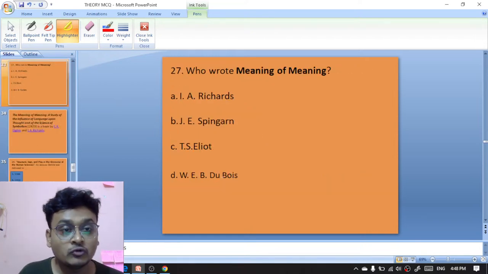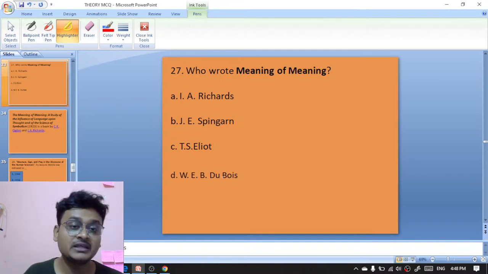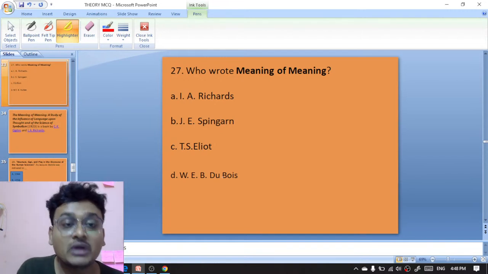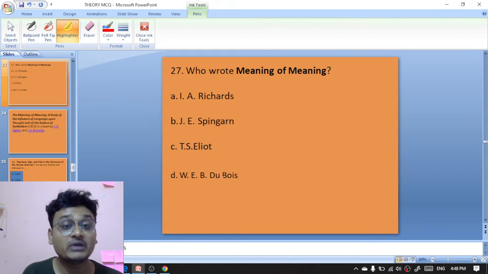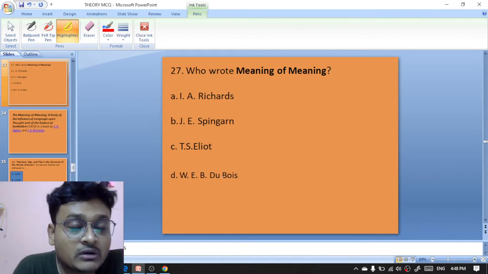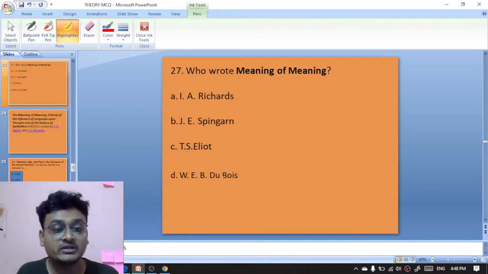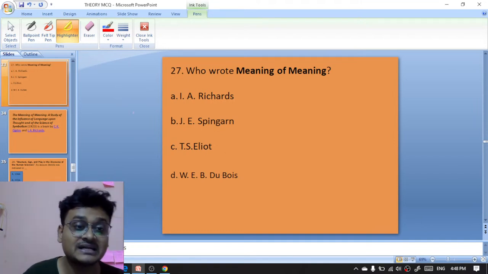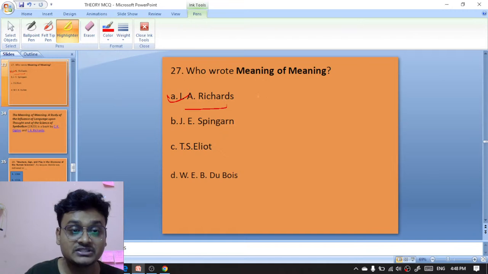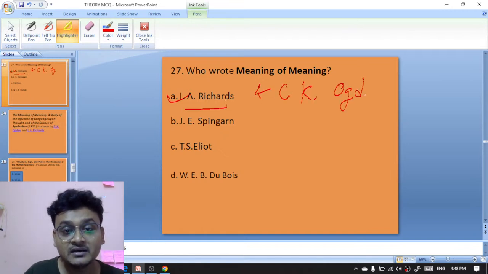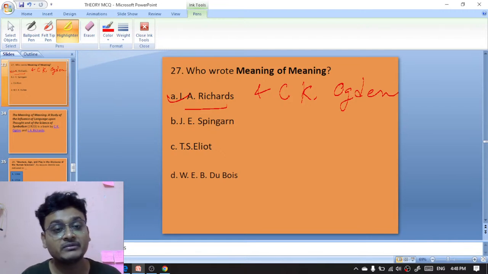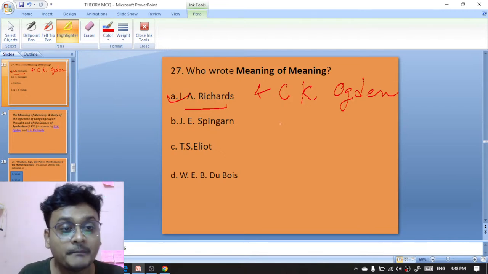Next. Who wrote Meaning of Meaning? You know that Meaning of Meaning was written in collaboration. So first try to remember the first author here. I.A. Richards, J. Swinburne, T.S. Eliot, W.E. Du Bois. So Meaning of Meaning was written by I.A. Richards and C.K. Ogden. C.K. Ogden and I.A. Richards have collaboratively written Meaning of Meaning.